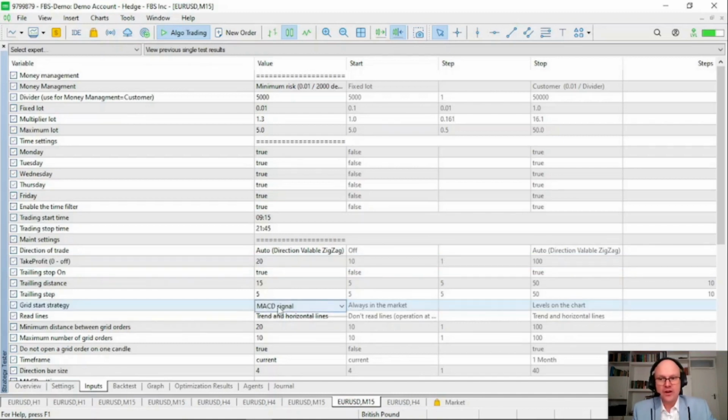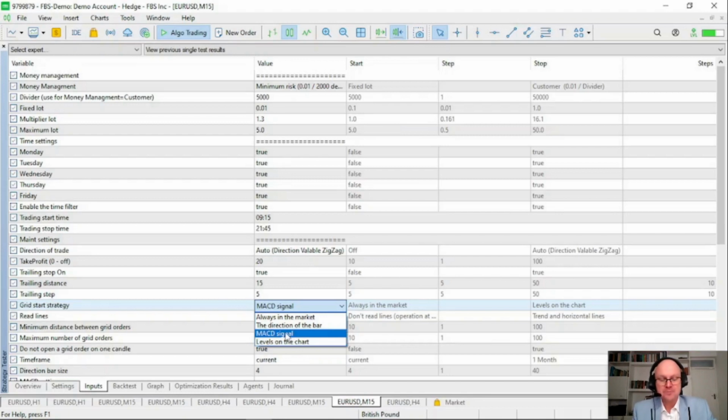Then for the grid start strategy, this is very important to determine how often you would like to be in the market. If you were to select always in the market, as soon as one grid closes, another one immediately starts. Then when it comes to the direction of the bar, it uses the current quantity of candles where you determine the coefficient of the size of the candles, which is set to 4 on default, and then it also uses the current time frame.